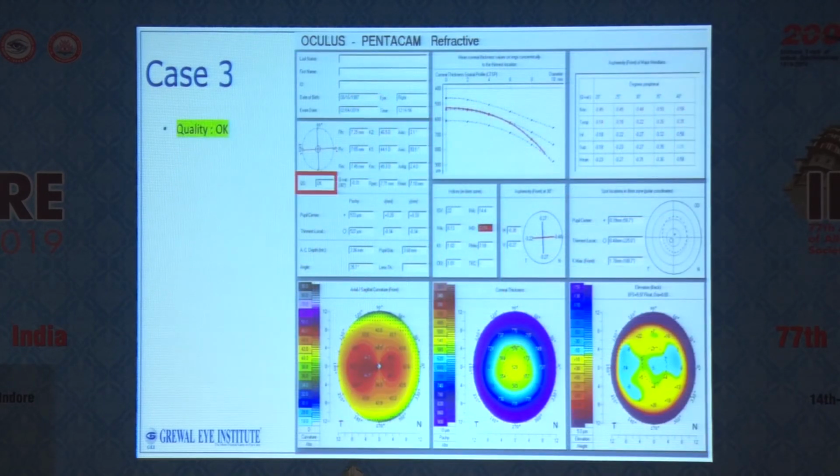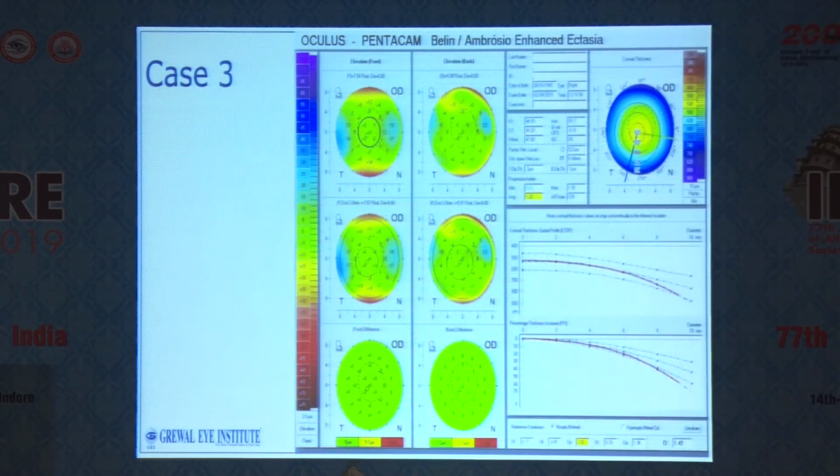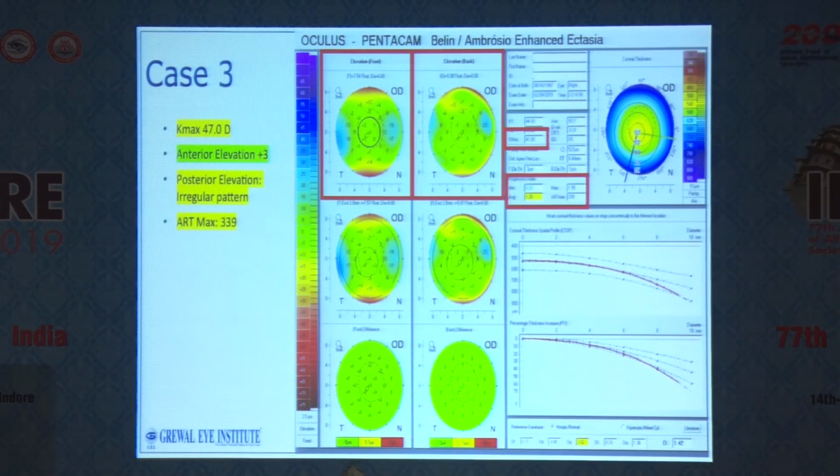Another case like this, where we can see, again, the quality specification appears okay. The pachymetry all appears within normal. The Q value is also normal. But the anterior curvature shows a symmetric bow tie, but just against the rule. Again, the K max over here is 47, which is borderline. Anterior elevation is plus 3. The posterior elevation displays an irregular pattern. The ART max value is less than 330, which is less than 400. Again, very suspicious. The PTI average also is 1.2. This is a patient where ideally you should repeat the scan, and if the data is similar, you should counsel the patient that he's at a higher risk of ectasia.